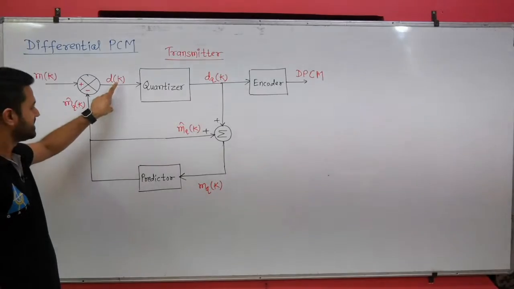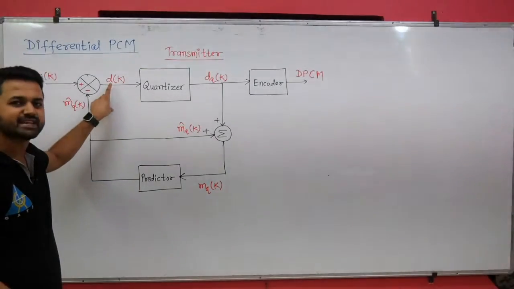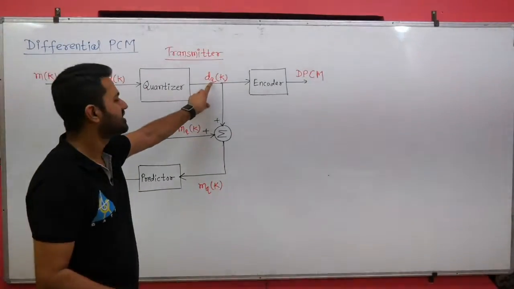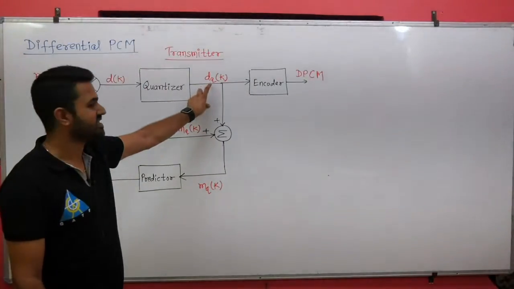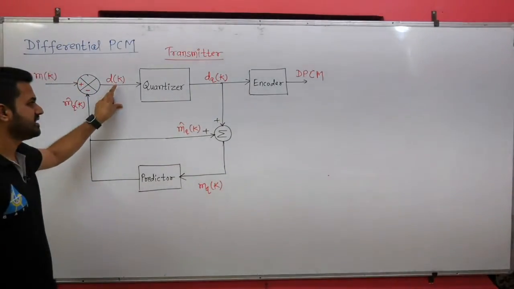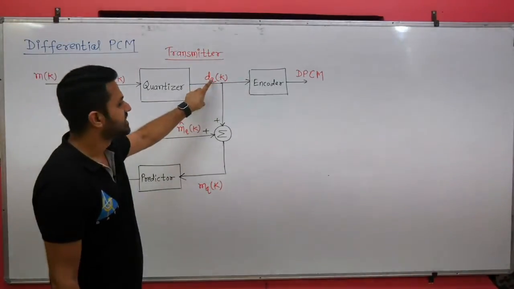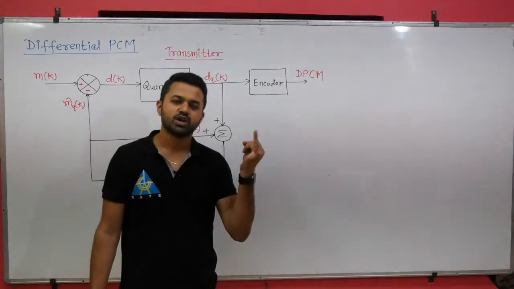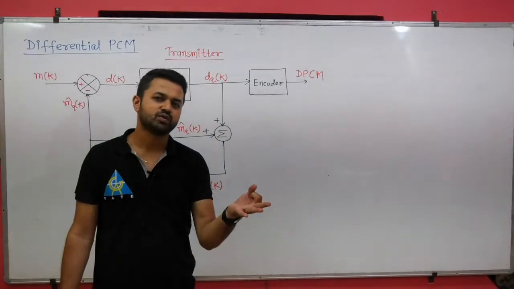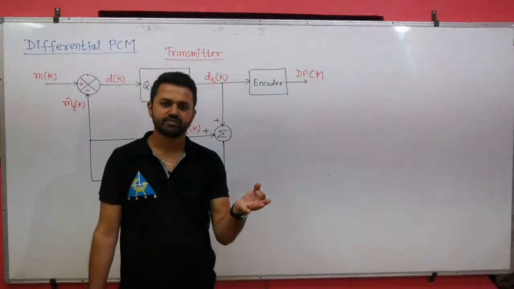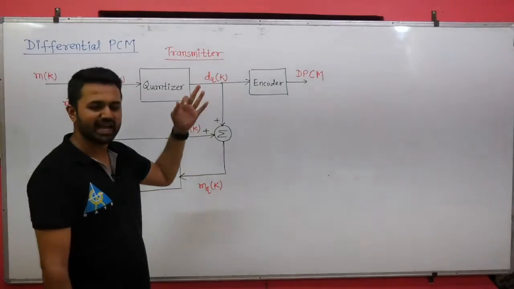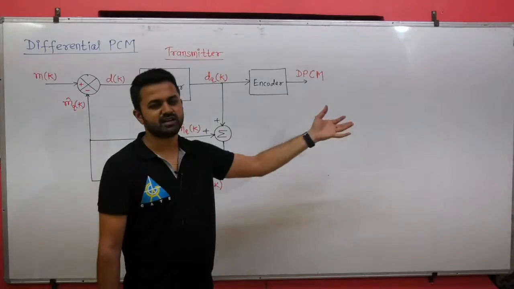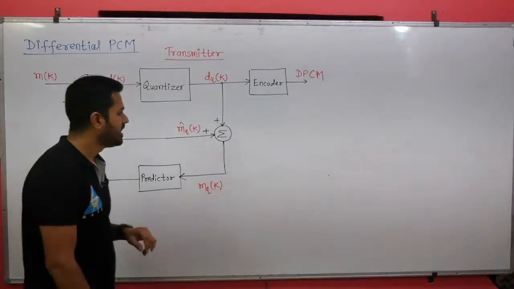DK is the difference signal, and when we quantize any signal we use the subscript Q. So we are getting DQK, which is the quantized version of the difference signal, and this signal is after encoding. Encoding means you can use non-return zero, return zero, or Nyquist criteria. After using any one of these three, you will transmit your actual signal via the channel.